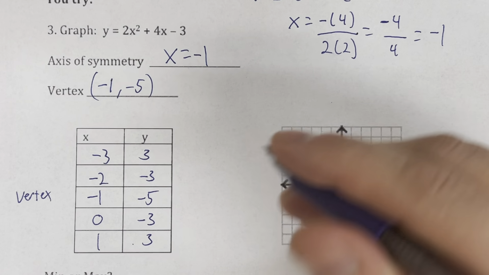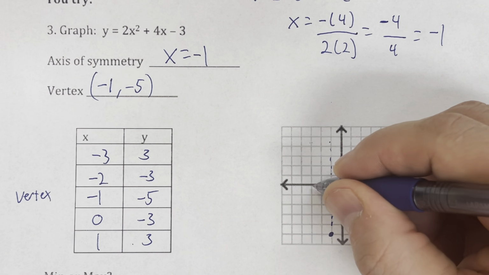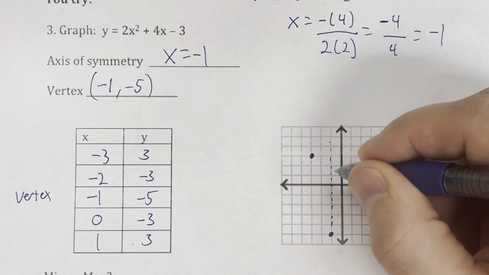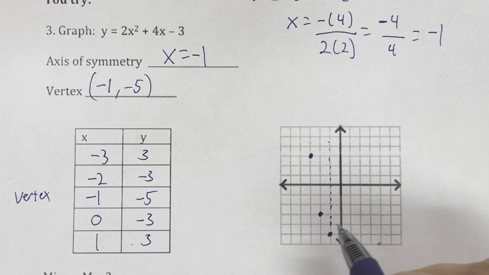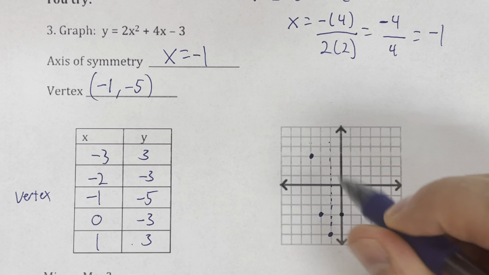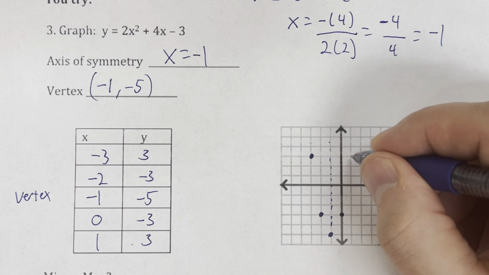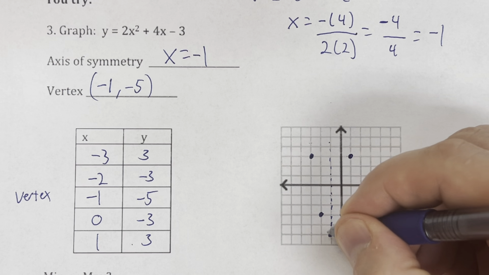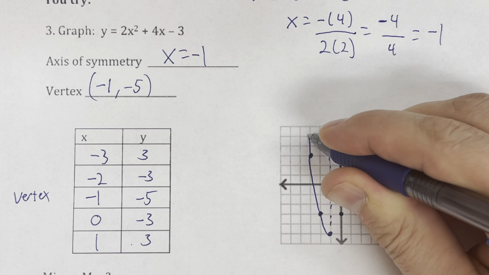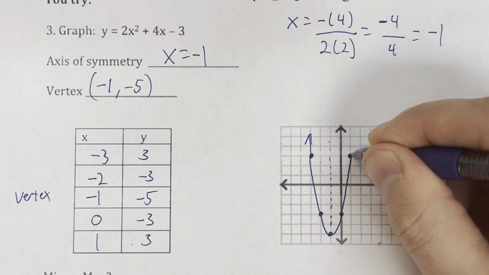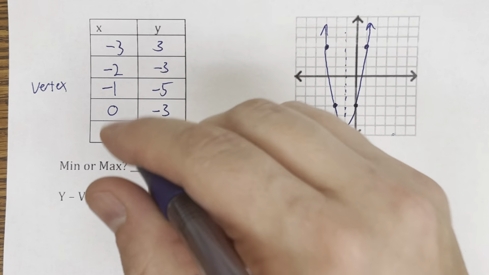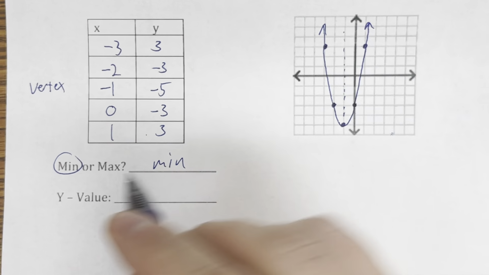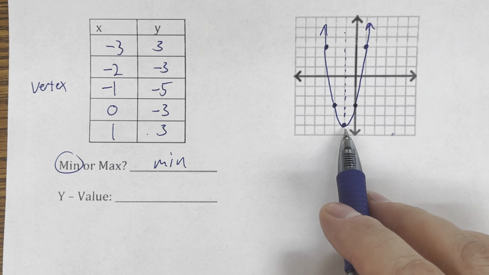So plot the points. Left 3, up 3. Left 2, down 3, and it should follow. I'm 1 away from the axis of symmetry here, so I got to go 1 to the right. I'm 2 to the left of it, go 2 to the right of it. And there is my graph, drawing a nice gentle curve. And we got it. So, minimum or maximum? It goes up forever, so it's a min. And the y value of the minimum was right at the vertex, negative 5.